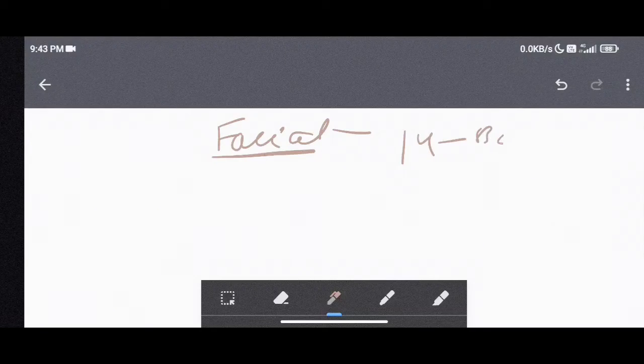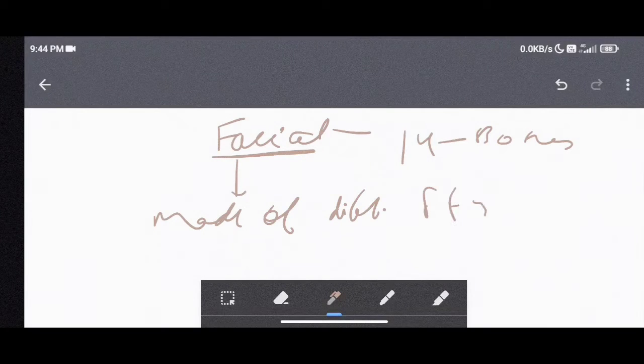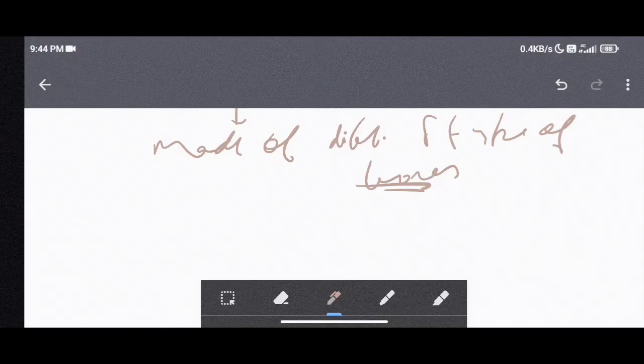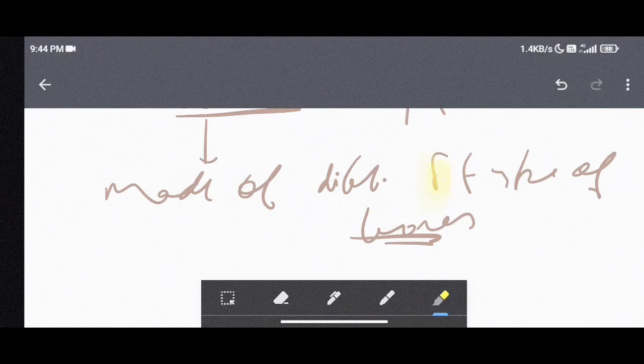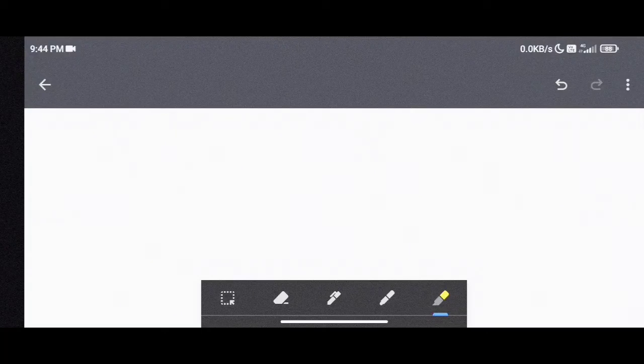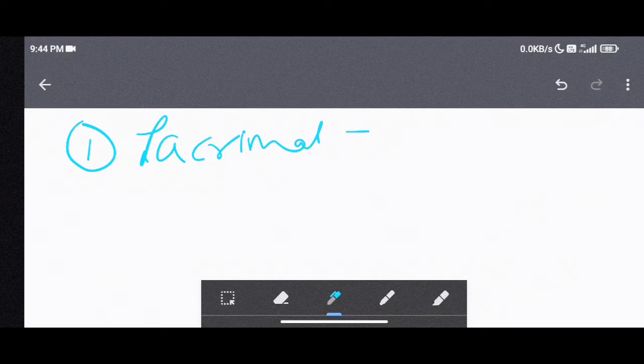The 14 bones are made of 8 different types of bones. You have to learn this, it is important. Let's start with the different types of bones first. Number 1 is the lacrimal, which is present below the eye portion. It is of 2 types. We will write the number of bones later.